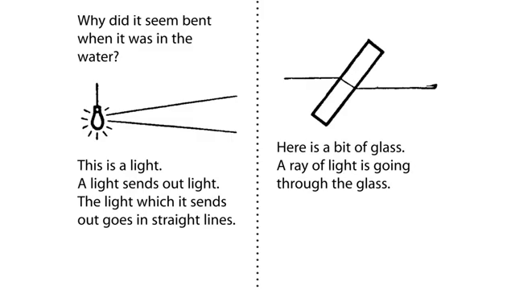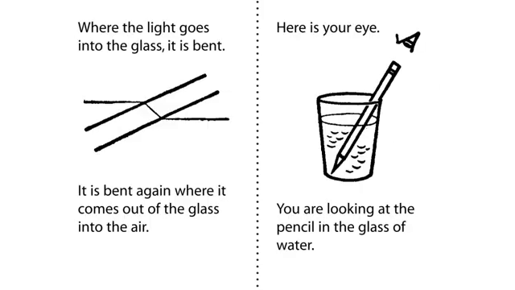This is a light. A light sends out light. The light which it sends out goes in straight lines. Here is a bit of glass. A ray of light is going through the glass. Where the light goes into the glass, it is bent. It is bent again where it comes out of the glass into the air.